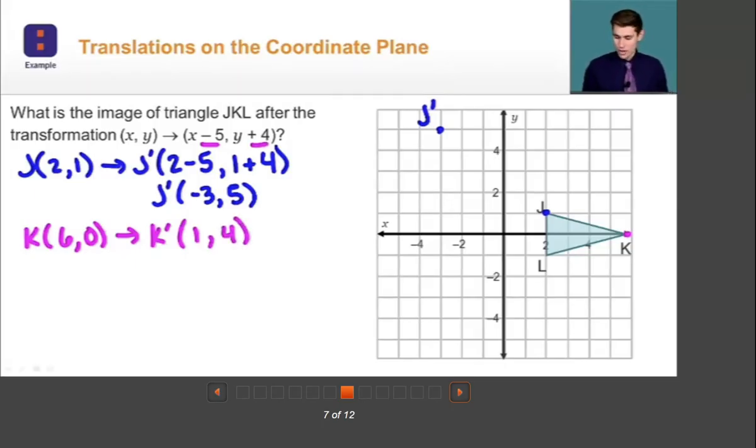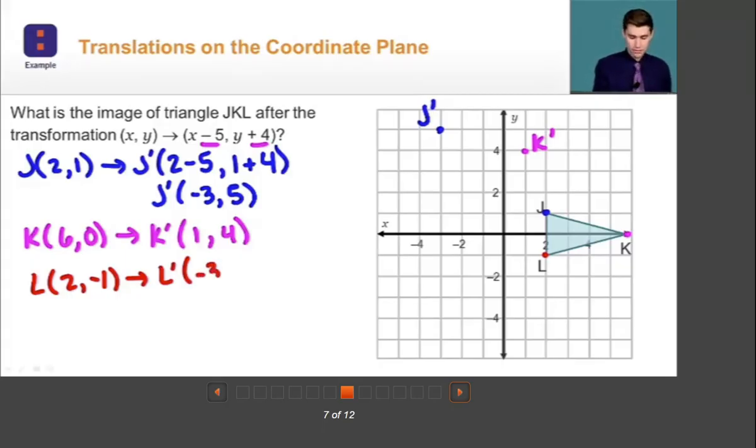So let me add that as well to the coordinate plane. And let's also take a look at L. So L is located at (2, -1), which means that L prime is going to be at (2 - 5, -1 + 4), which is (-3, 3). And I can add that as well to the coordinate plane.